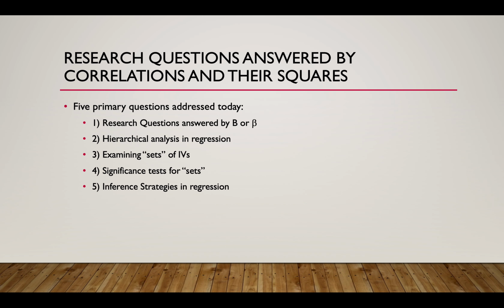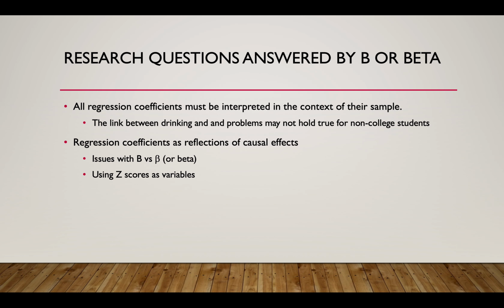Looking at significance tests for sets. This is something that we will do in class this week. We're going to walk through examining significance tests for various independent variable sets and how that can be important for both mediation and moderation, and then inference strategies in regression to wrap this whole thing up. So let's start by talking about the research questions that are answered by B or beta.